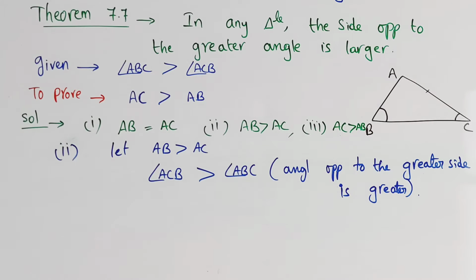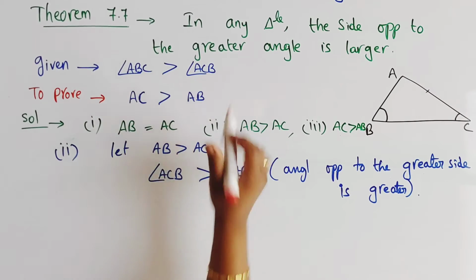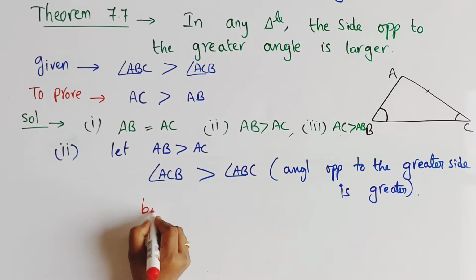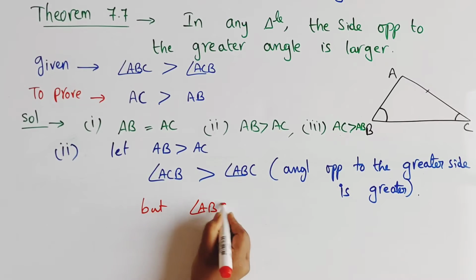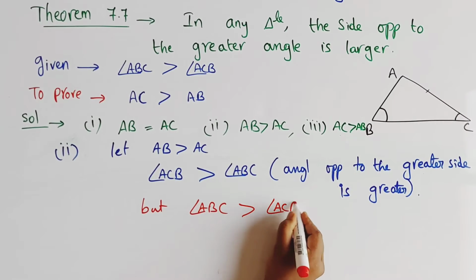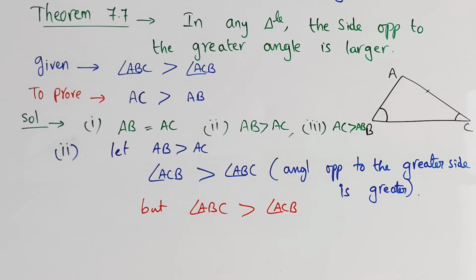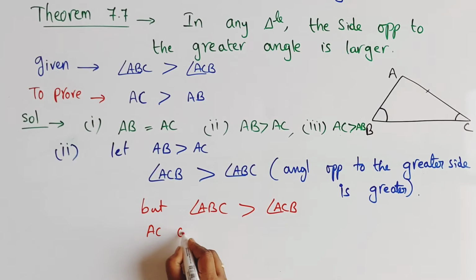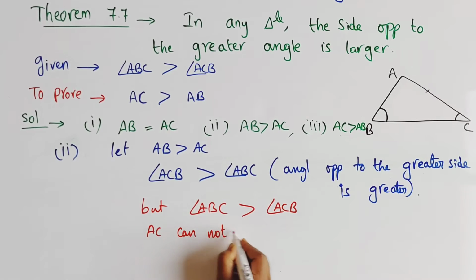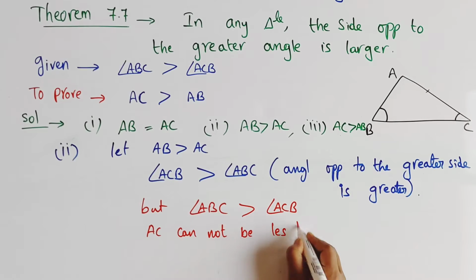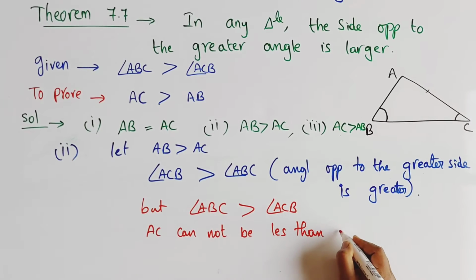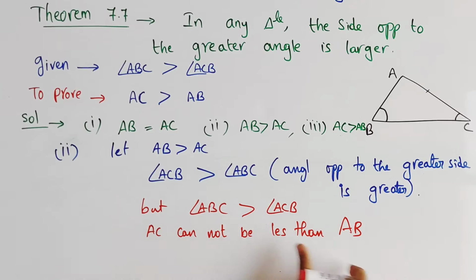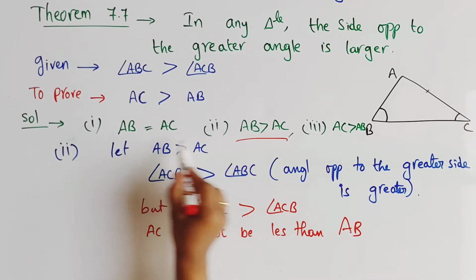Right, children? So this contradiction again changes our statement, that is, angle ABC is greater than angle ACB. Right, children? Because we took AC as the larger side. Correct? So we can say that AC cannot be less than AB. This is also not possible. Second case also not possible.